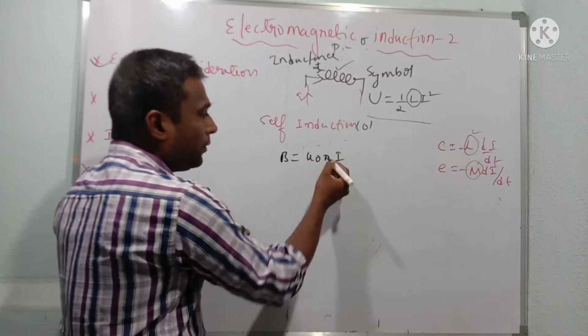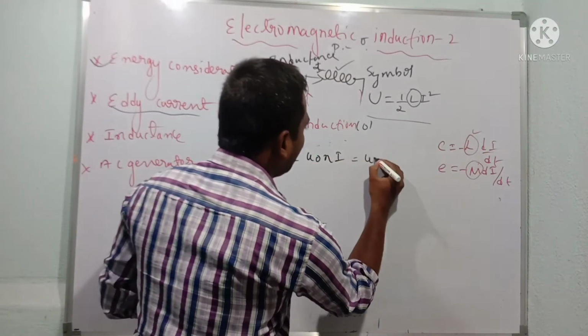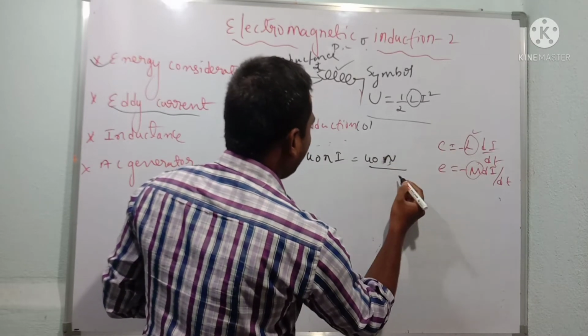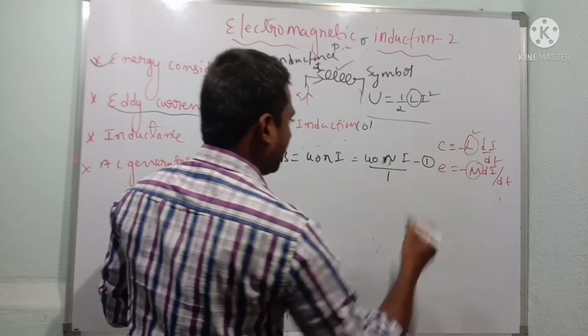Now the magnetic field of this solenoid with a number of turns is given by mu naught N I, where N is nothing but the number of turns per unit length. So it becomes mu naught n I divided by L. This is called equation 1.